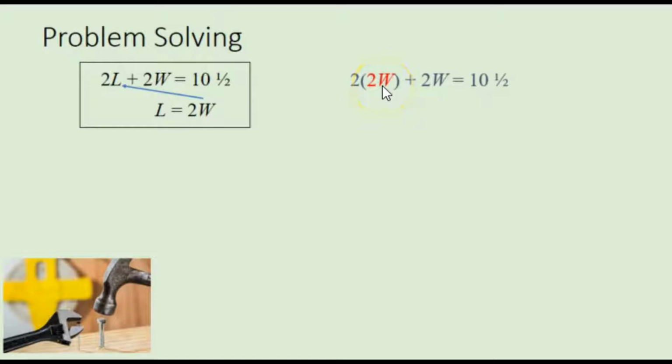We'll follow order of operations and multiply first. Next, simplifying by combining like terms, 4W plus 2W is 6W, and the last operation to undo to have W by itself is to divide both sides by 6, resulting in W having a value of 1 3/4 inches.